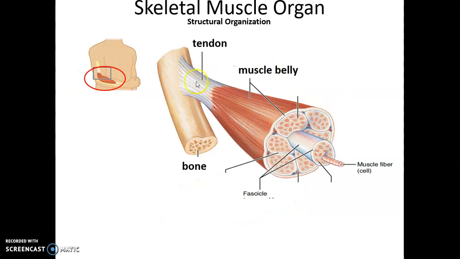All right, the structure of a muscle organ. So you have the muscle itself, with the largest portion of the muscle referred to as the muscle belly. It is going to be attached to a tendon that then leads to a bone. In most cases, it is a tendon that then leads to a bone. So most skeletal muscles are attached by tendons to bones.